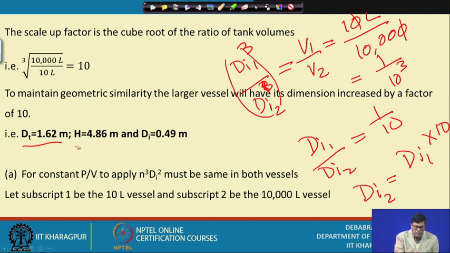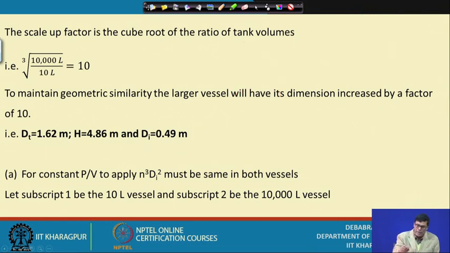If you know the diameter, we can easily find out the height of the vessel, because we know the H by D ratio is equal to 3, and also the impeller diameter is 30% of the tank diameter, which we can easily find out. So this is how we can calculate. Now let us come to the problem. Now the problem is that they are saying at constant P by V ratio, what will the agitator speed be?